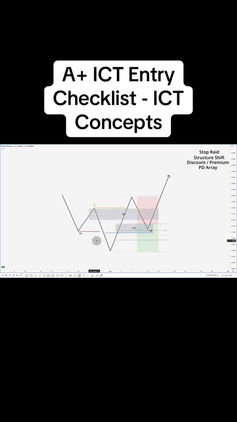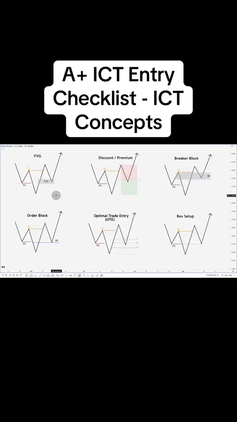I know this got a little bit messy, so let me expand it out and show each different one. Each one of these concepts could be used as an entry model by themselves. However, I like to blend 1, 2, or 3 of these concepts together for my personal strategy. For example, I will look for a fair value gap in an optimal trade entry, or I'll look for the box setup in an optimal trade entry. There are many different ways to blend these concepts. I just do what catches my eye the most.